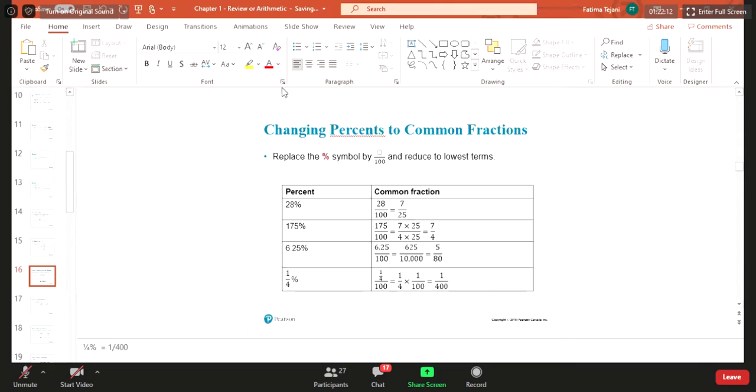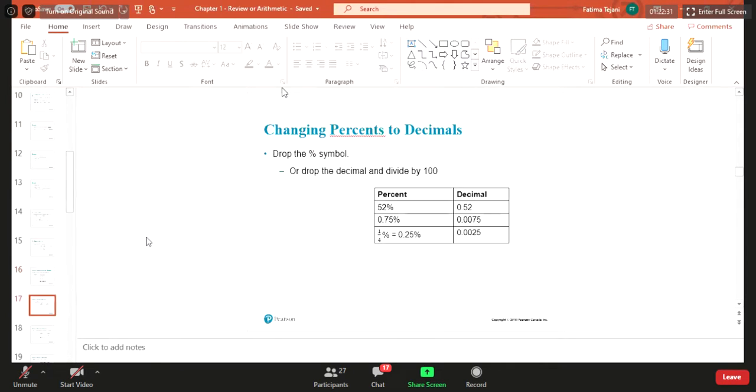You cannot go for the smallest value, so it's anyways 1 divided by 400. Is that okay? Okay, fair enough. Anybody having any doubt, guys? Please put up the question here, and we can try to stop and solve it. Let's go further.